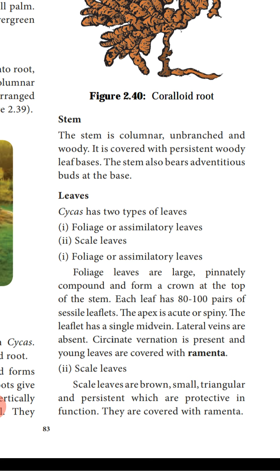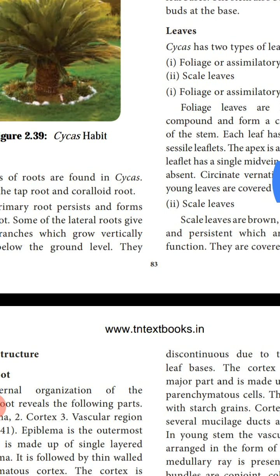These scale leaves are found on the surface of the stem, along with the foliage leaves also. When the plant becomes older, the foliage leaves fall down and leave a leaf trace. Whereas the scale leaves are persistent and remain on the stem, and their function is protection. They are also covered with brown-colored hairs, called the ramenta.